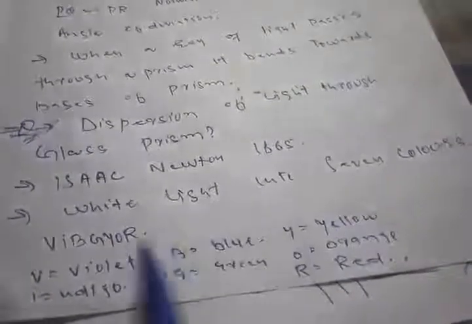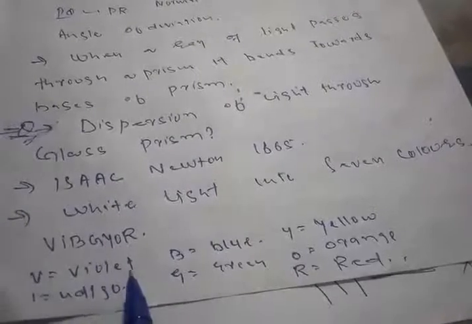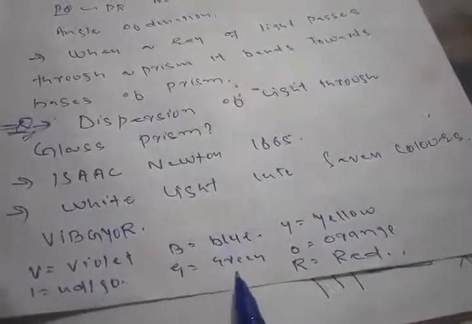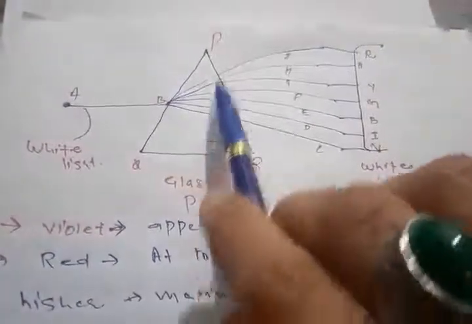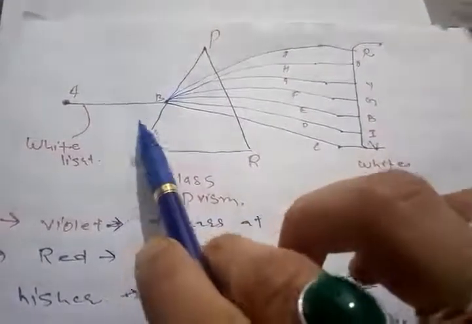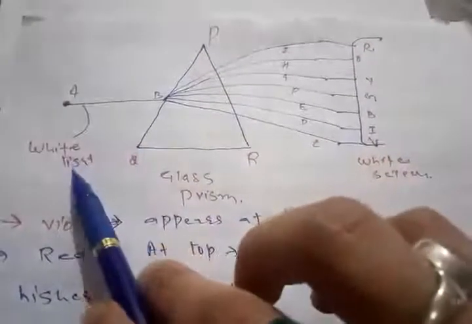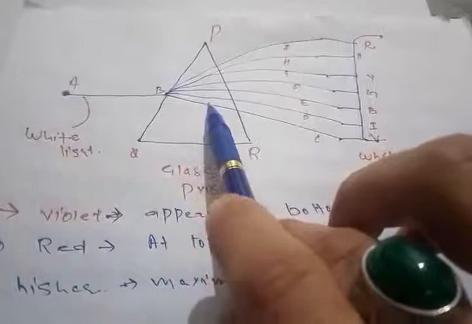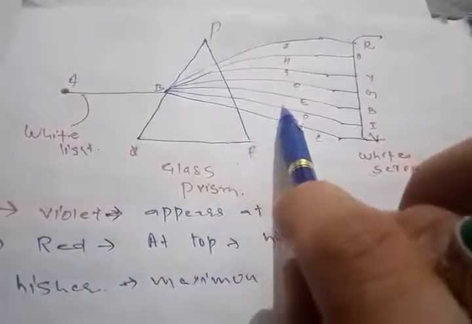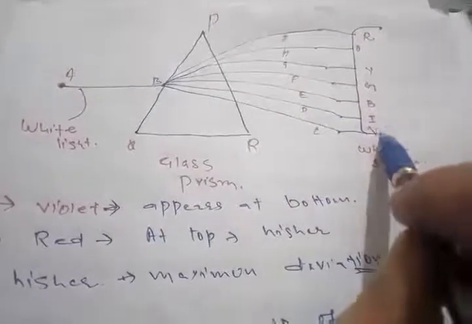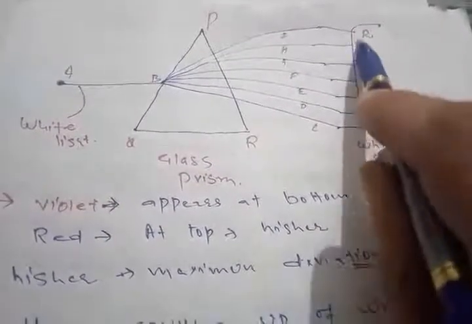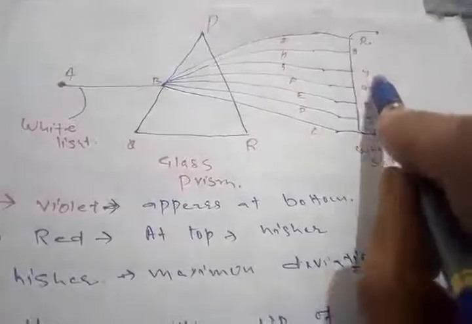disperses into the different seven colors which are called VIBGYOR. V indicates violet, I for indigo, B for blue, G for green, Y for yellow, O for orange, and R for red. So how did he explain this phenomenon? He took a glass prism, namely PQR. He struck a ray of light, called AB. After striking, this white ray of light, after passing through the glass prism, is bent and dispersed on the white screen as VIBGYOR: violet, indigo, blue, green, yellow, orange and red.